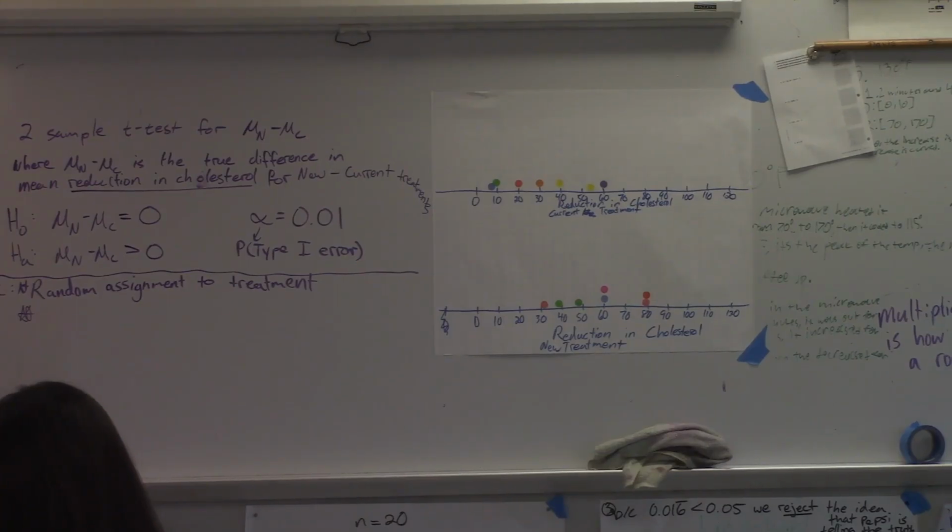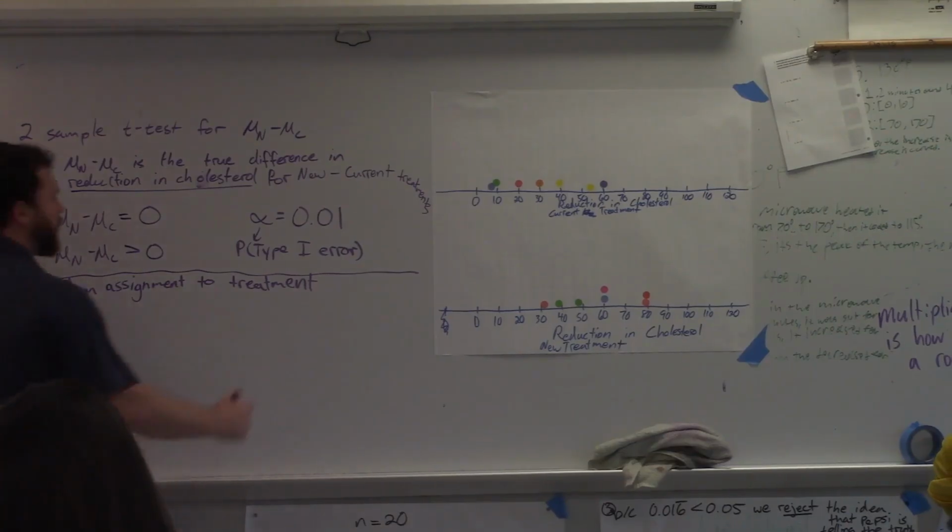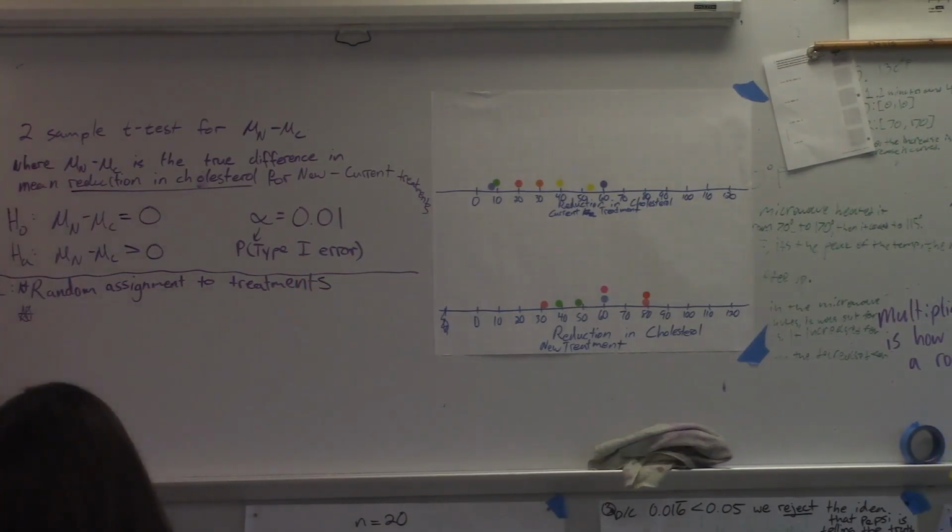Do you need to include independent? Random assignment to treatment, the independent idea is again samples independent? They're kind of dependent in a way, if you didn't get the new treatment, you got the current treatment. But random assignment to treatments. What's the next piece? Approximate normality.